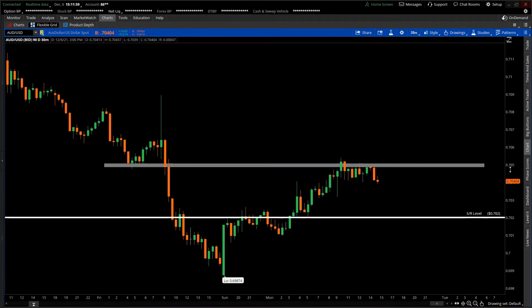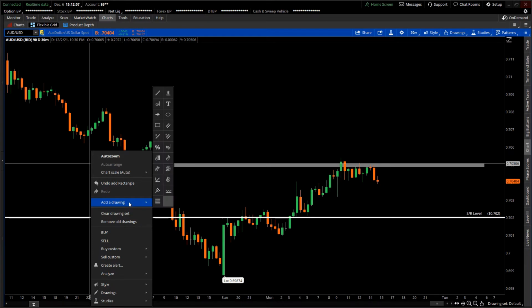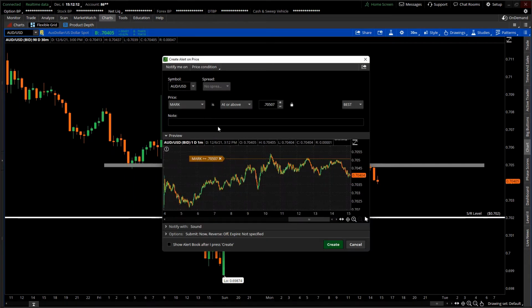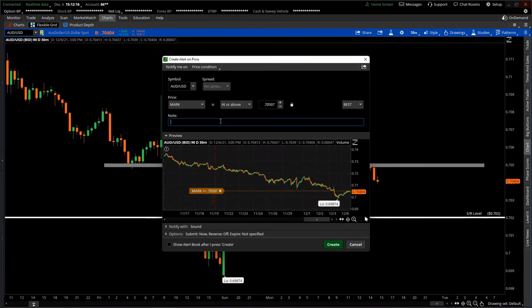So it's 0.705 approximately. So what I'll do is I'll place an alarm so that when price comes back up to retest it, I'll be notified. I'll reassess the setup for a potential long entry. So that's what I'll name this.